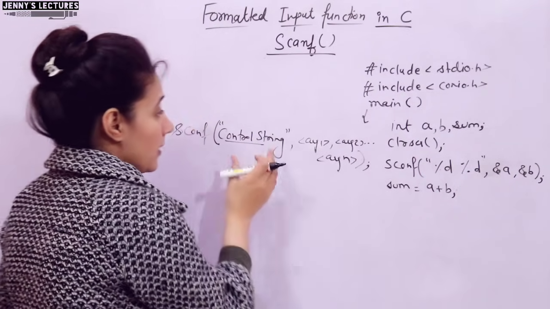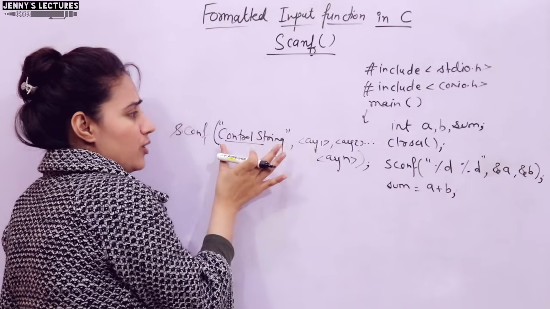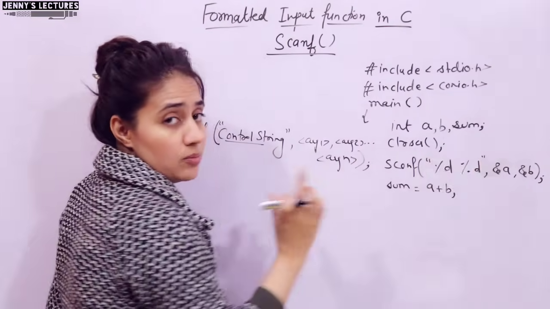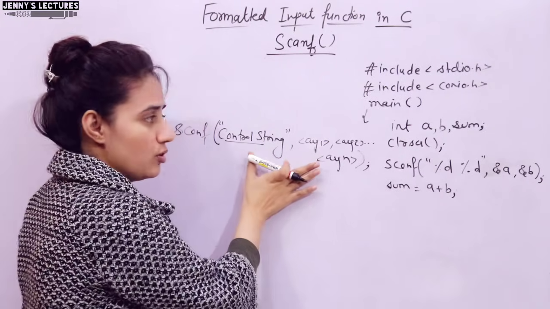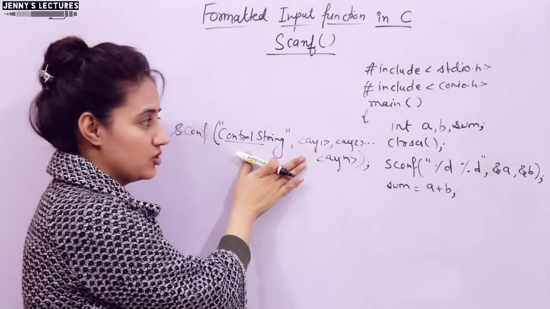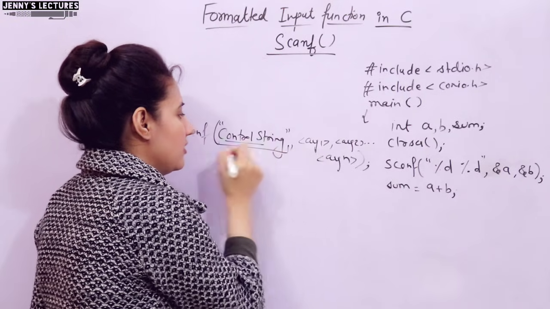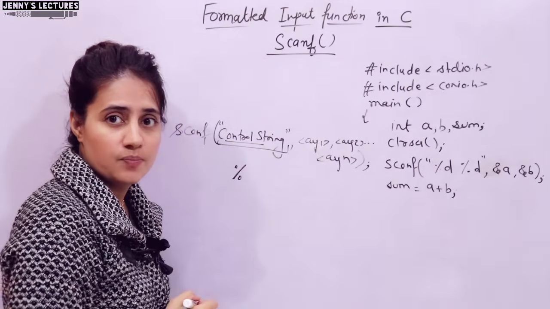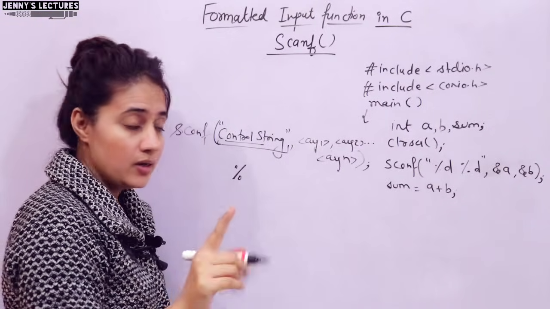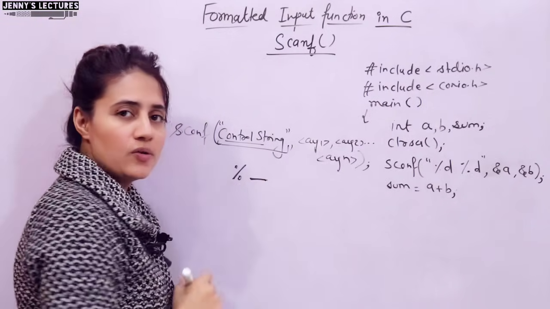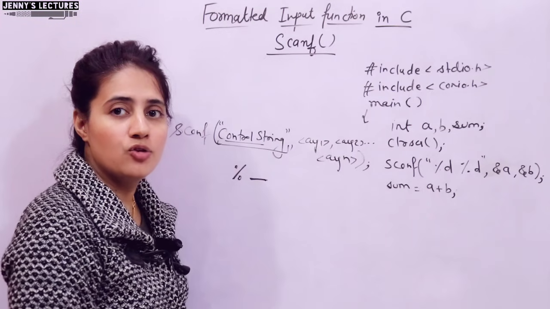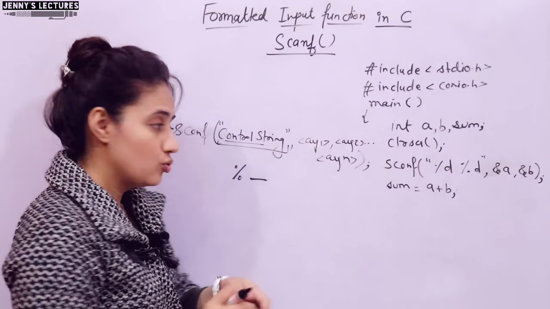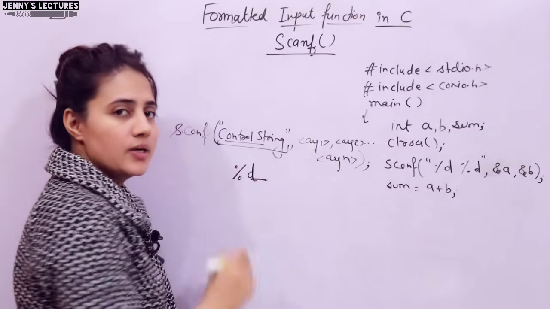Let me discuss this thing, that the control string, or the conversion string, is between these quotation marks, right? That is the syntax of writing the scanf function. And what is there in this control string? First is the character percentage, the conversion character, right? After that, what you will write is the type of data you are going to take. Here the type of data is integer. So for integer I will write d.